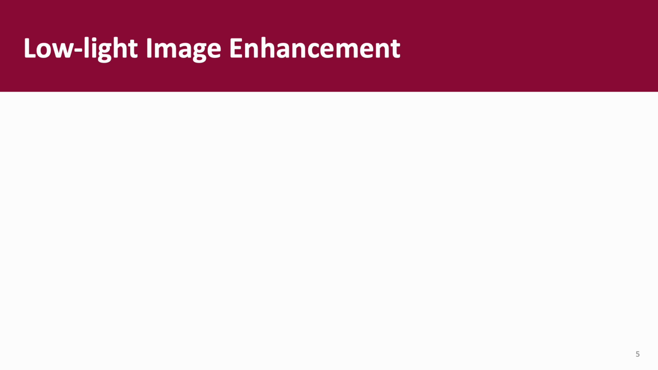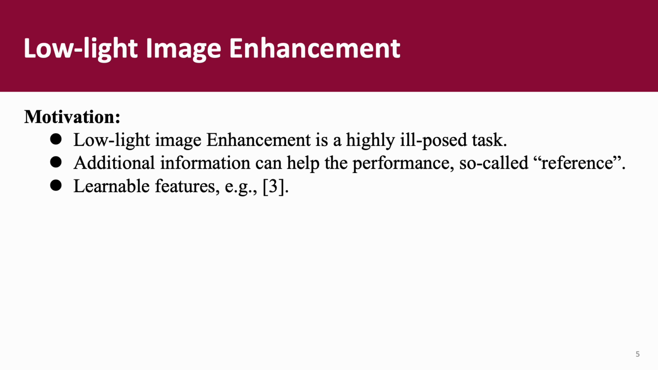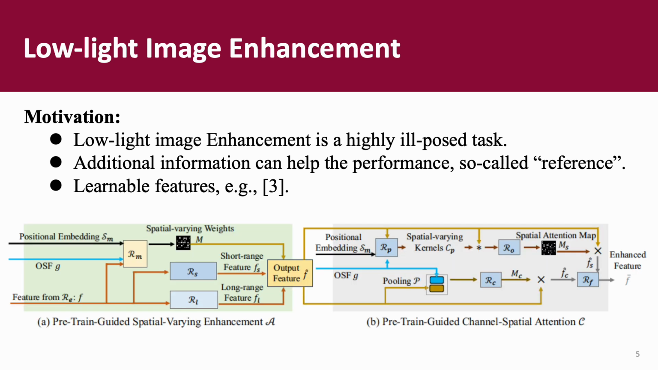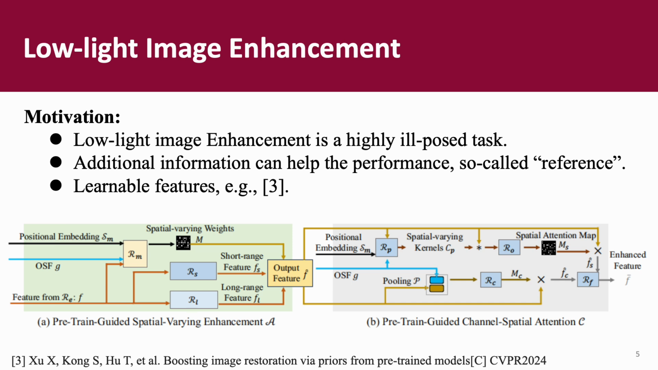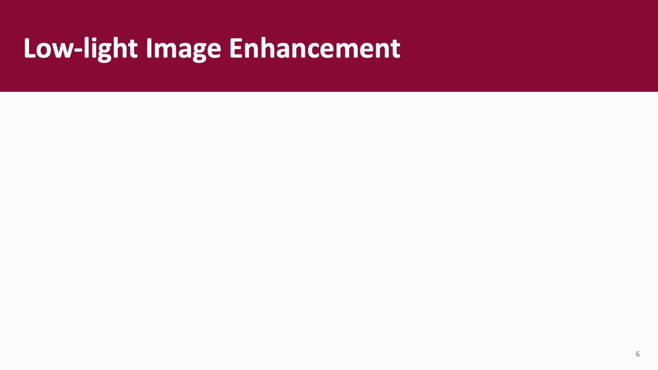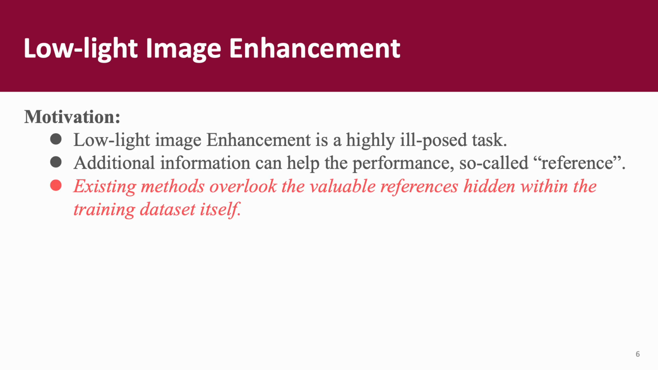Another type is a feature-level reference. For example, the features from large-scale models that can cover various things in the real world. However, such references often require heavy computation, and those models are often not trained for restoration. Some other current references are often discrete, which causes information loss. So, a new strategy for building a feature-level reference is required, and we note that current methods overlook the valuable reference hidden within the training dataset itself.